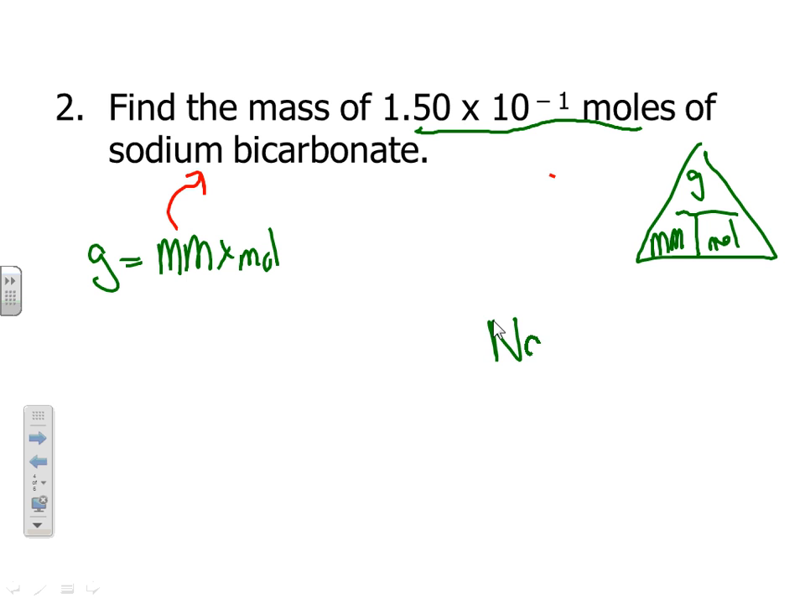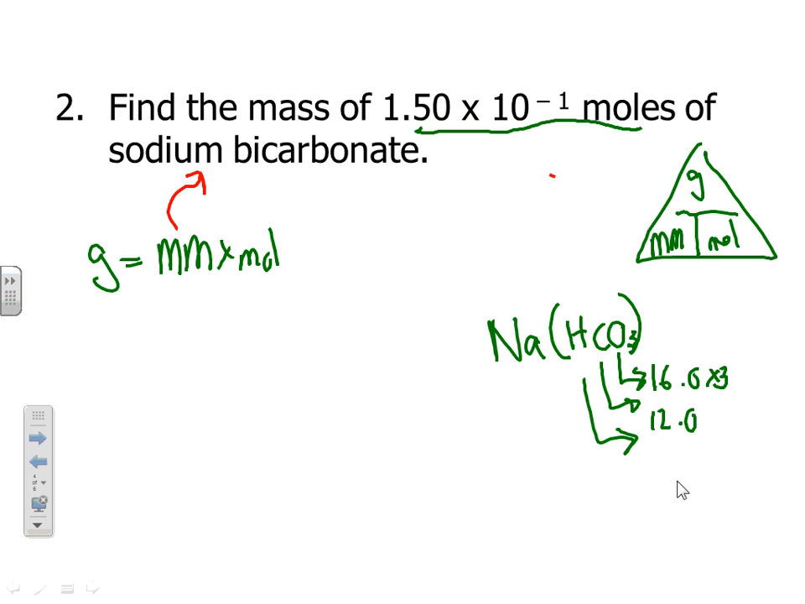Sodium, Na. Bicarbonate, checking on the chart, HCO3, and you'll find 1 and 1. So that is done. 16 times 3. I know you can't see it there very well, but that's a 3. 12. And there's just 1, so I don't need to put times 1.